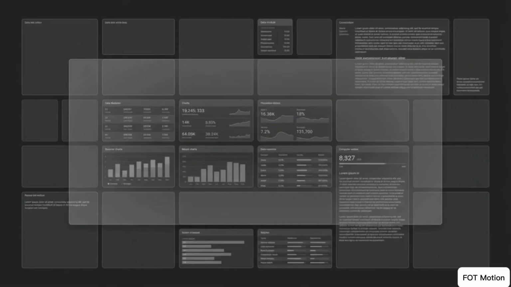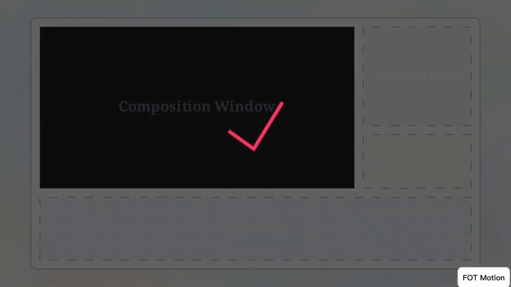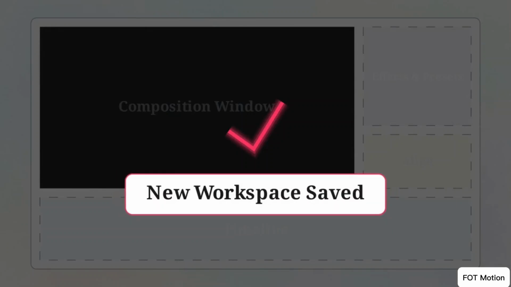Preventing that collapse starts by neutralizing the workspace. You need to configure After Effects to work for you, rather than just accepting the default interface. Pro designers group the panels they use most, like the timeline, align, and effects and presets, into a custom layout. By saving this as a new workspace, every project opens with the tools exactly where you expect them to be.